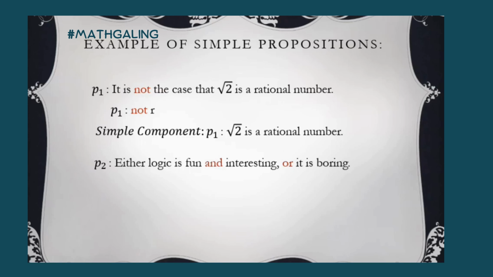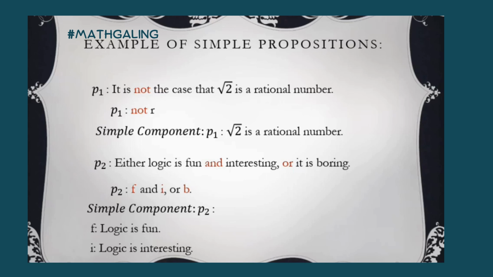Number two example: either logic is fun and boring, or it is interesting, or it is boring. So our given is F and I or B. F is for fun, I is for interesting, and B is for boring. If we make this into sentences, our simple components are: F is logic is fun, I is logic is interesting, and B is logic is boring.